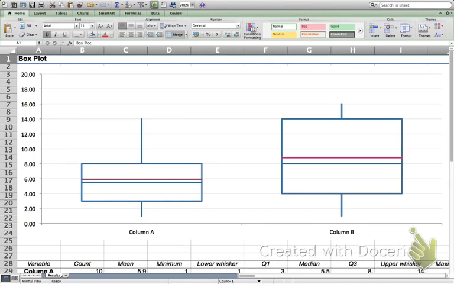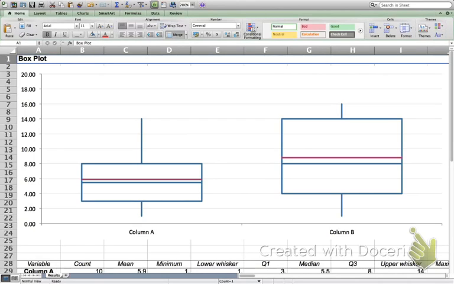Now, some things to look at here. We can see that the median of box plot B is actually the same as the third quartile of box plot A. So what that tells us is that 50% of the values in box plot B are above the third quartile for box plot A. We can see that 25% of the values in box plot B are higher than the highest value in box plot A. So we do have some higher values in this case.